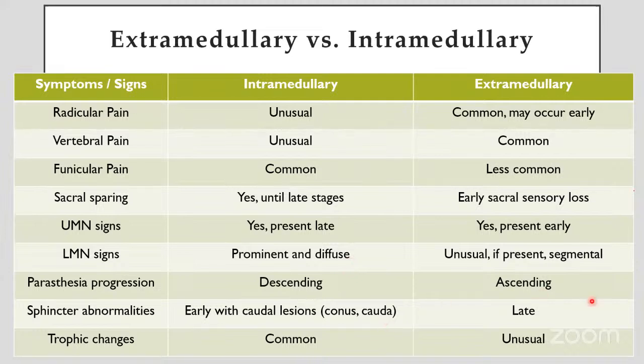The progression of paresthesia is ascending in extramedullary lesions and it is descending in intramedullary. The sphincter abnormalities are early in intramedullary lesions as the sympathetic fibers are involved early on, and there is a late involvement of the sphincter in extramedullary spinal cord syndromes.